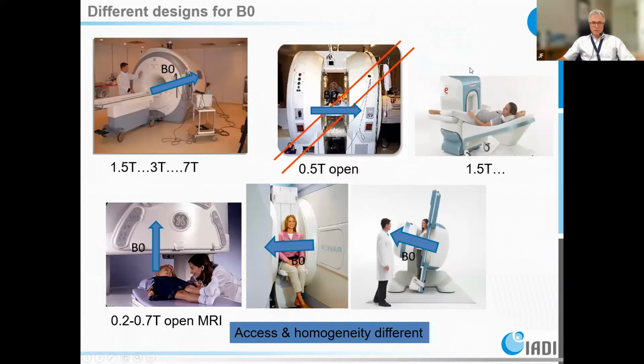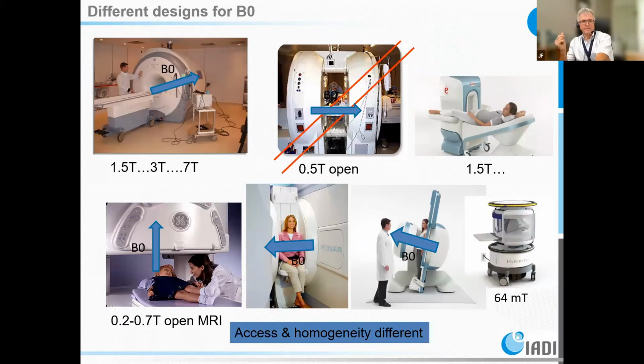There are other new systems. I will give you some other examples in a few seconds where the magnetic field is in another direction. Here you stay in the system. Here you can stand in the system. But again, these systems are generally 0.5 Tesla systems or 0.7 Tesla systems.